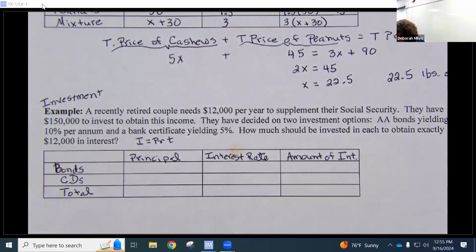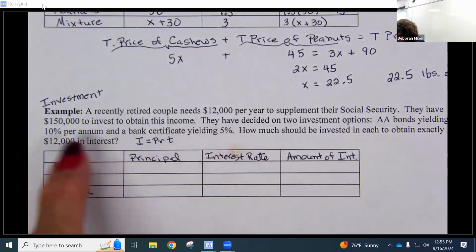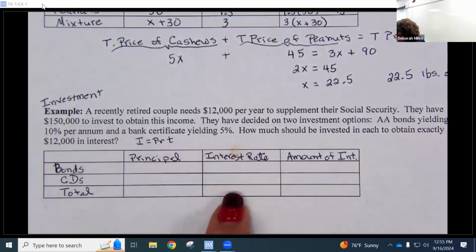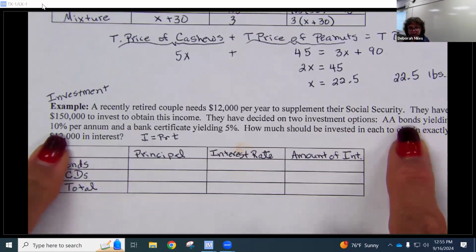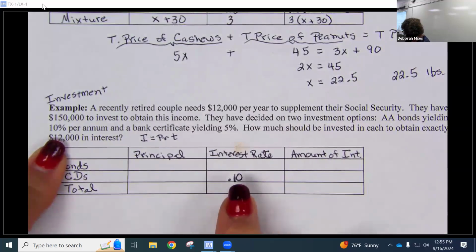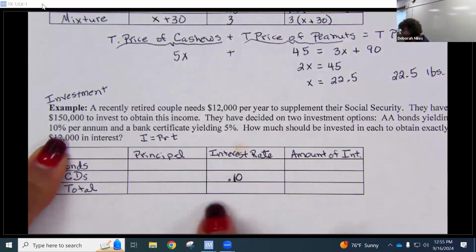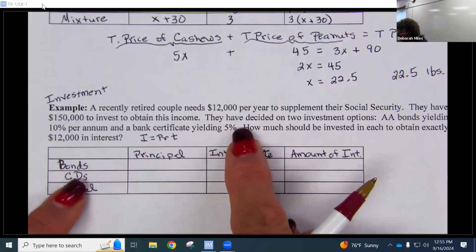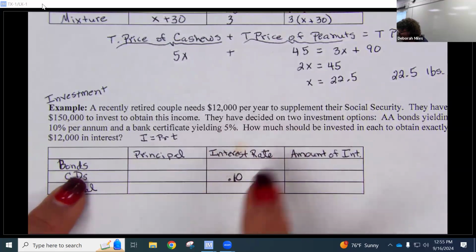All right, let's take the two easy numbers first. Where does the 10% go? That's the interest rate of the bonds, exactly right. Interest rate of the bonds is 10%, and we always change percents to decimals. Move the decimal 2 places to the left when we're going to put it in an equation. So 10% interest is 0.10. And then the 5%, that's the interest rate for the CDs.